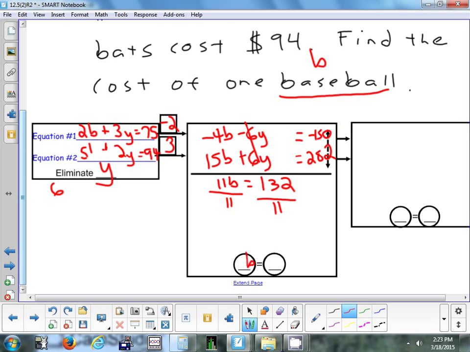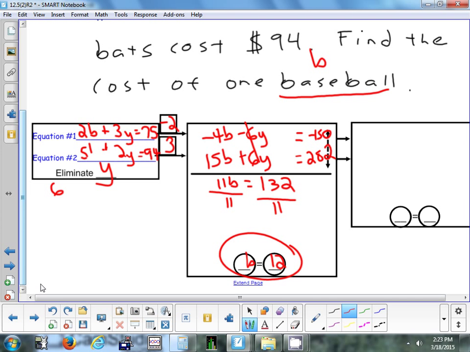How much do the baseballs cost? Is it $12 on the dot? It's $12 on the dot. Is it really? Yeah. Okay, cool. $12. Again, we did not have to solve for the bats. It only asked us to find the baseballs. That's it. We're done. That's all.